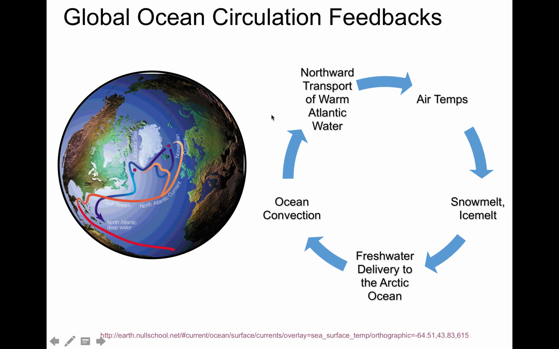So there are various feedbacks around the globe. Another cycle here is something called the thermohaline circulation. As the air temperature increases, we're melting more snow and ice, and we're dumping more fresh water into this Arctic Ocean. So things are getting more fresh instead of saline. That changes the ocean convection, and that can also change the transport of warm water from the Gulf Stream up into this region.